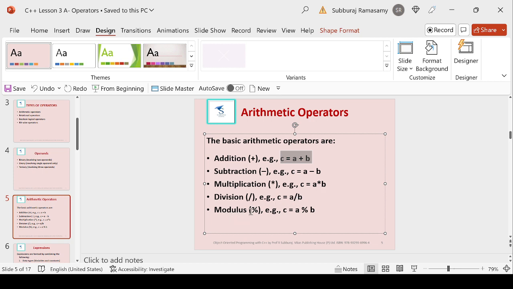Modulus gives you the remainder. So when they say 8 modulus 5, you will get 3. 8 by 5 is 1 with the remainder 3. So when you do the division, the quotient you will get is 1, and the modulus will give 3 when you take 8 and 5. So these are the 5 basic operators. You are very familiar with all these operators, right?